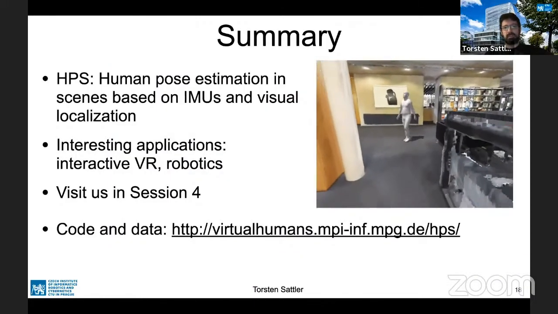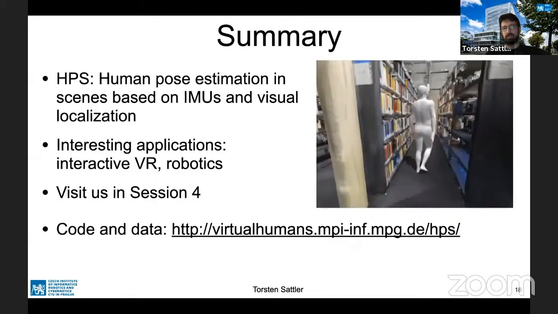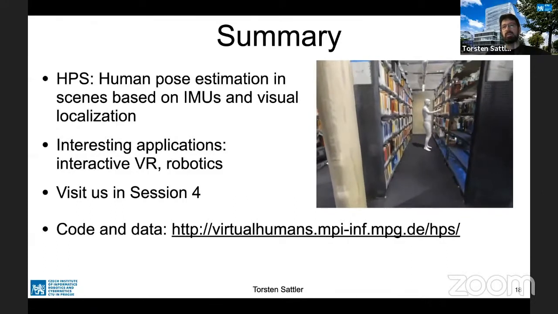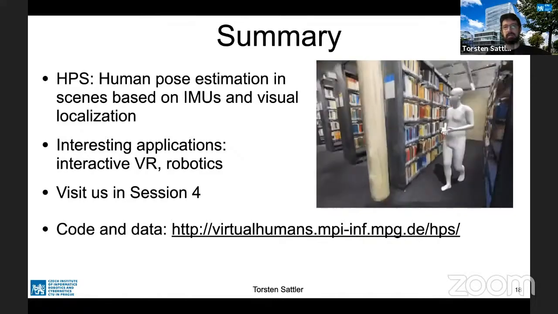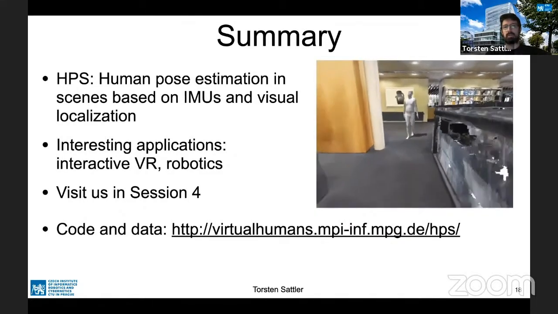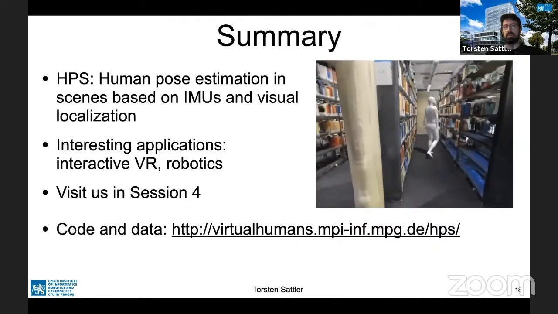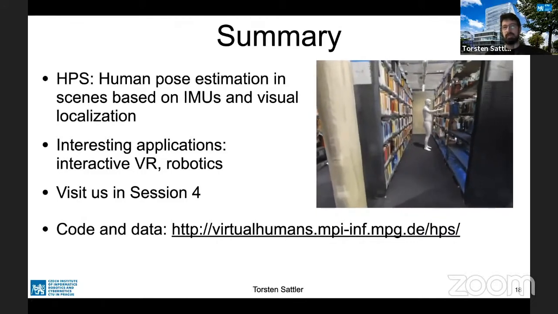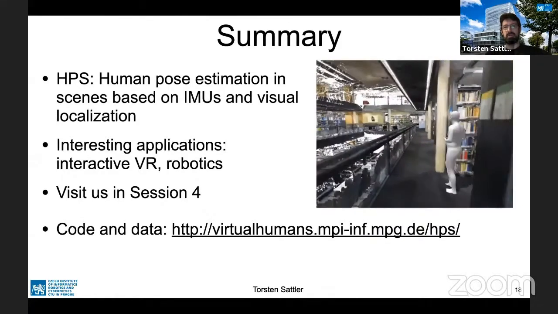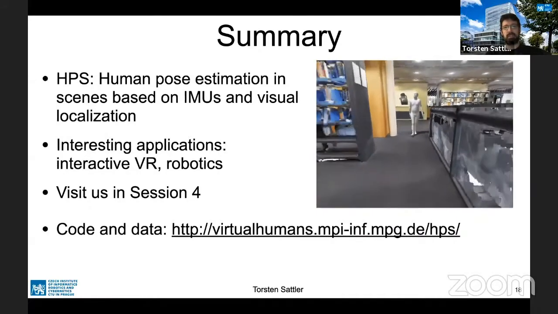But to summarize, what I showed here is one application of a visual localization system that is able to localize a camera in space. And by combining this with a pre-scan model and IMUs mounted on a human body, we can actually capture quite realistic human motions in large arbitrarily scaled scenes. And I think the results are, when I first saw them, I was very impressed by the quality of the motion. It's super smooth.